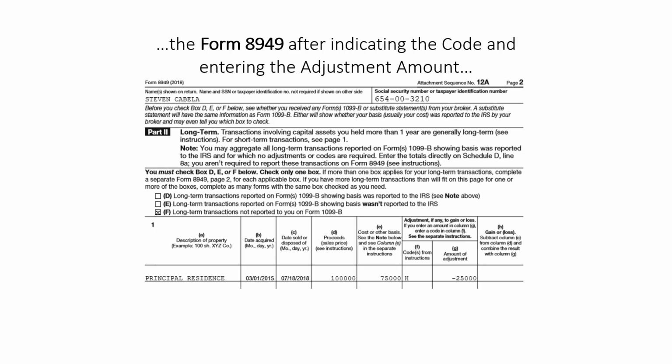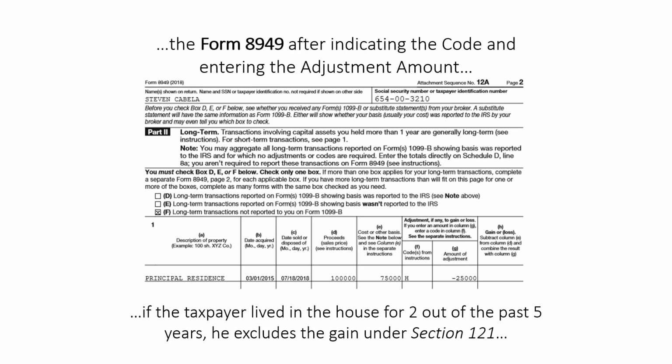And here's what our Form 8949 would look like after we indicate the code and we've entered the adjustment amount. If the taxpayer lived in the house for 2 out of the last 5 years, then he gets to exclude the gain under Section 121.